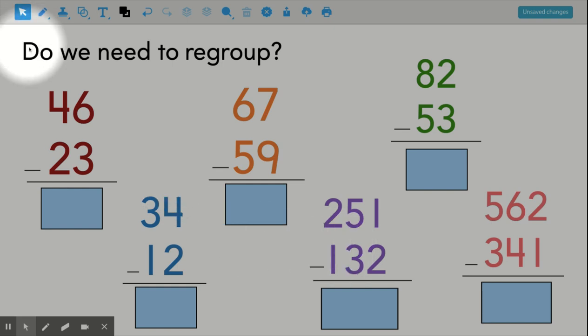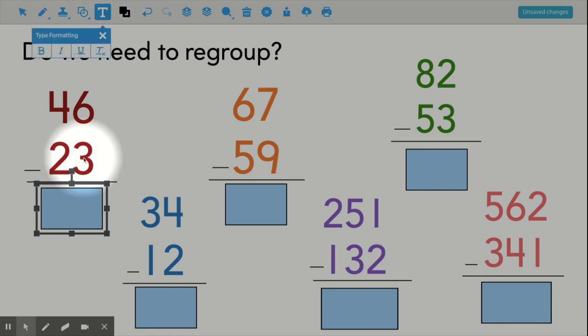First thing we're going to do is just ask ourselves, do we need to regroup? On this problem here, we've got 46 take away 23. Let's look at each of our columns. 6 take away 3 in the ones column. We will not need to regroup on that one because if we have $6, we can definitely spend 3 and still have some left over, so we don't need to borrow from our next door neighbor. Also, looking at the tens column, 4 take away 2, we don't have a problem there either. So do we need to regroup? No, we do not.